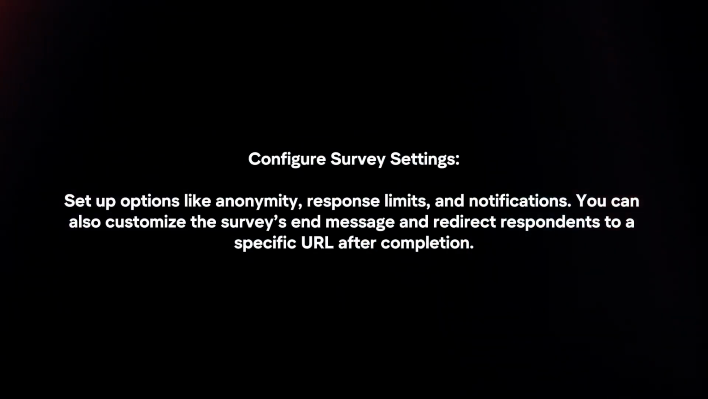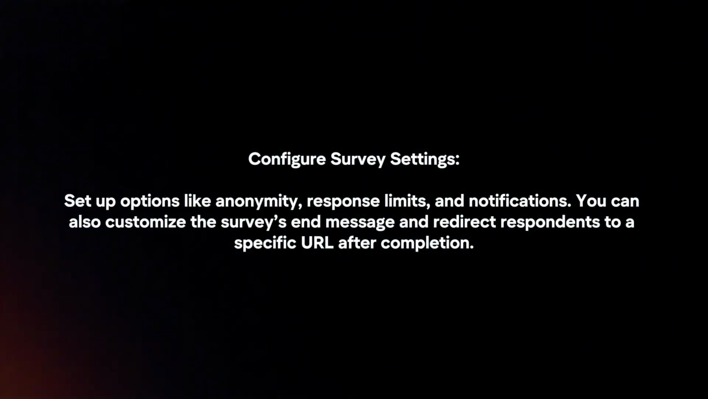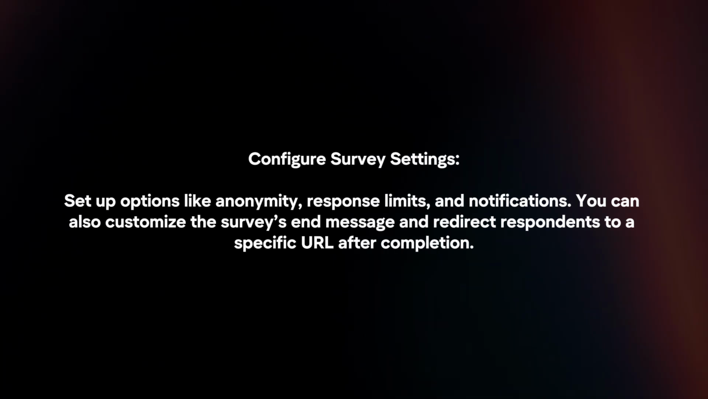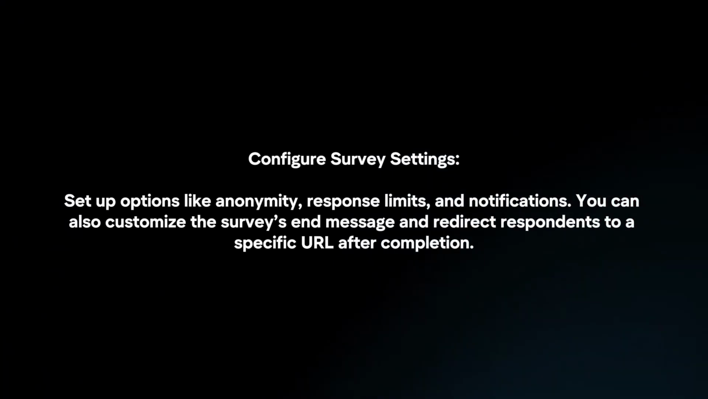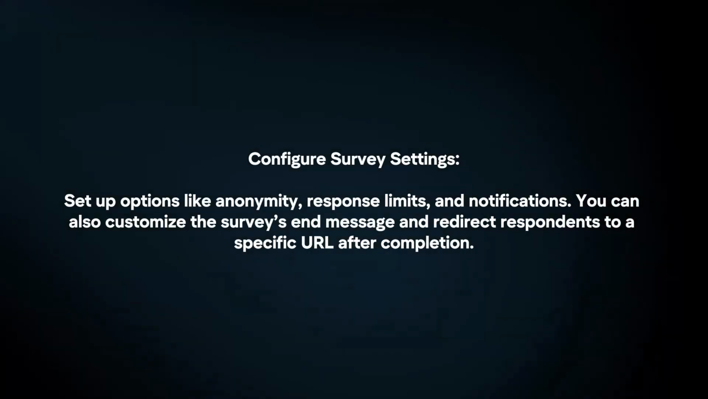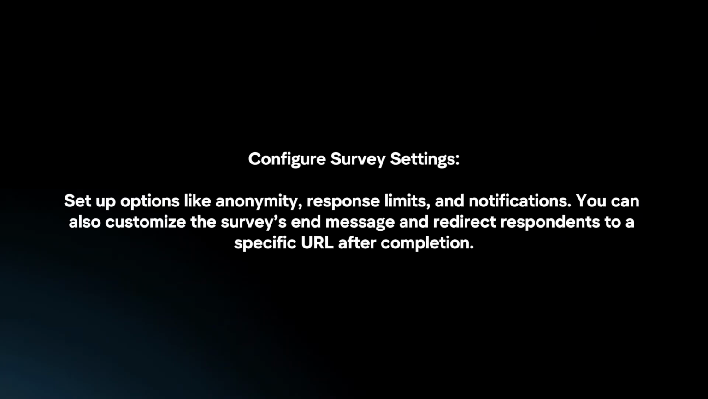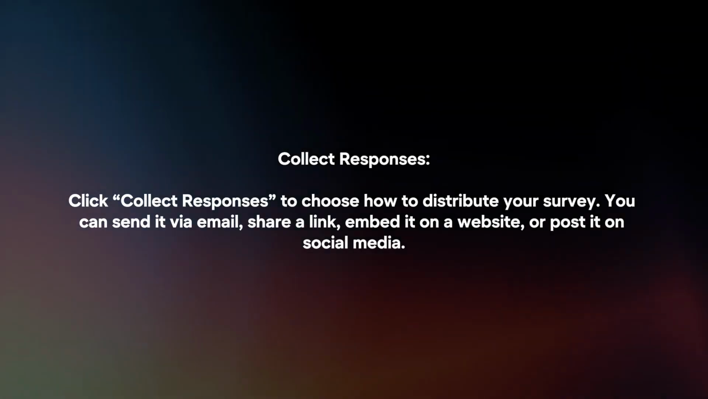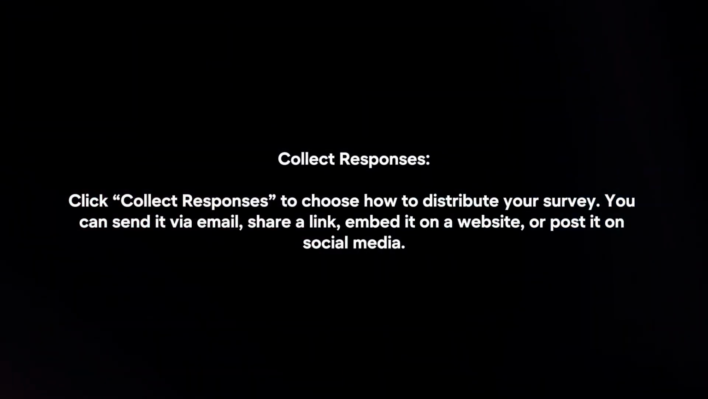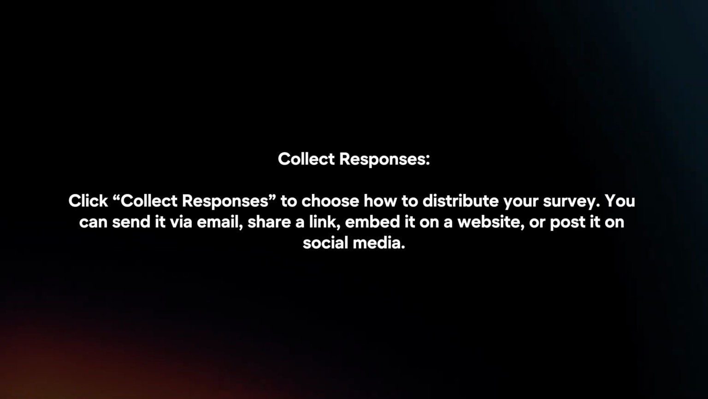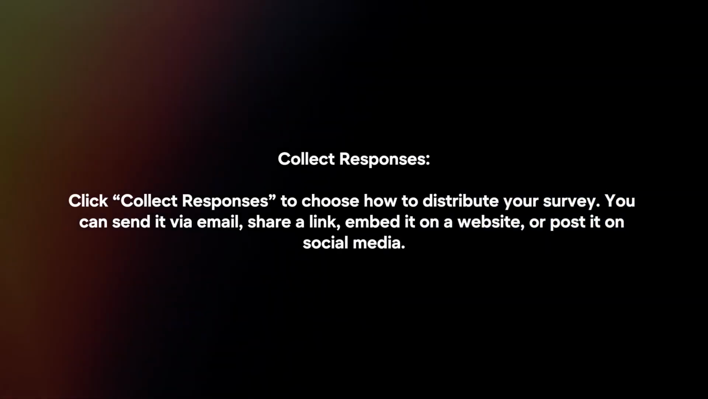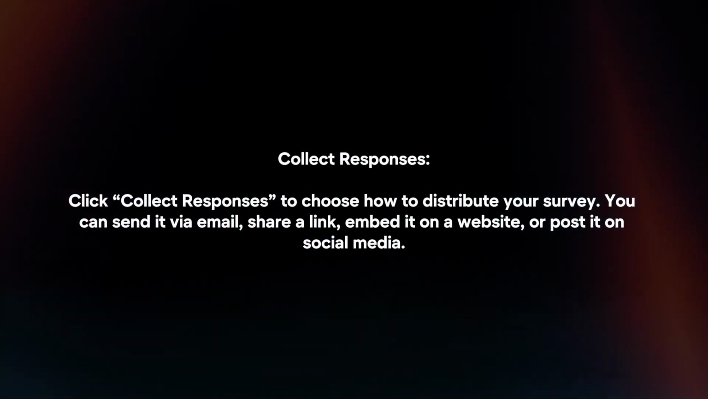Configure survey settings. Set up options like anonymity, response limits, and notifications. You can also customize the survey's end message and redirect respondents to a specific URL after completion. Collect responses. Click Collect Responses to choose how to distribute your survey. You can send it via email, share a link, embed it on a website, or post it on social media.